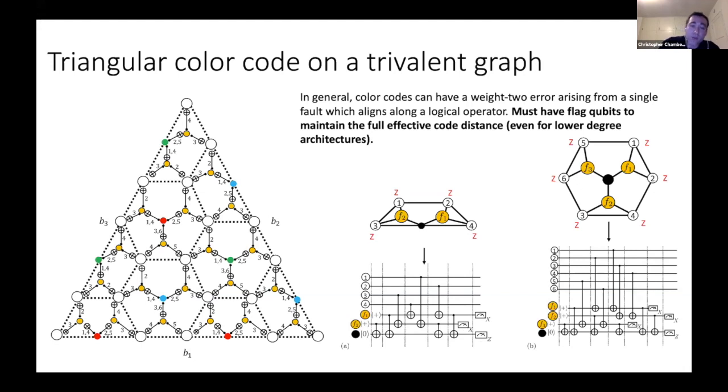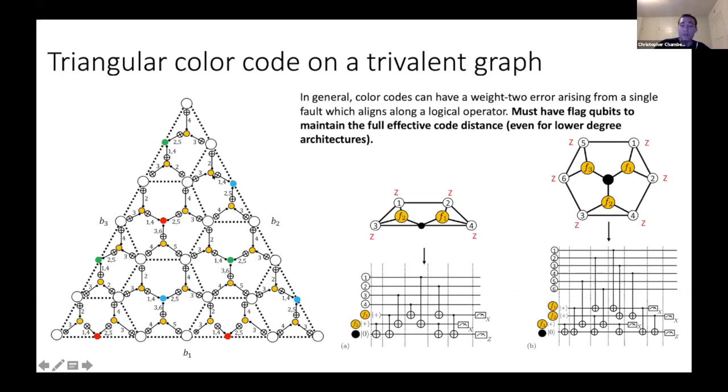And for the color code, even if you don't care about a particular architecture, it's well known that for circuit level noise, just having a single ancilla qubit wouldn't be enough to decode to the full effective distance of the color code. And the reason is that a single fault could lead to a weight-2 error that is parallel to a logical operator of the color code. So for the color code, it's really important, if you want to have the full effective distance in the presence of circuit level noise, to have flag qubits to measure the stabilizers.